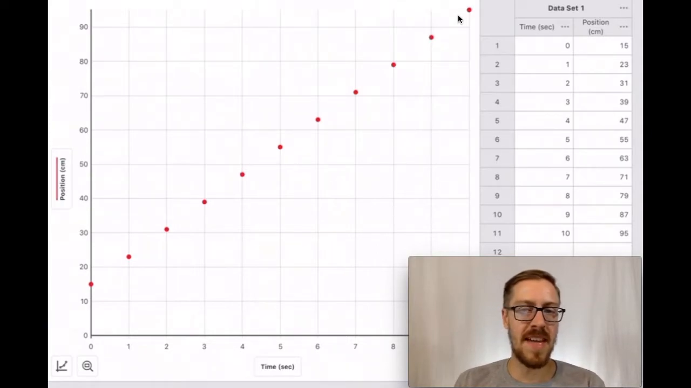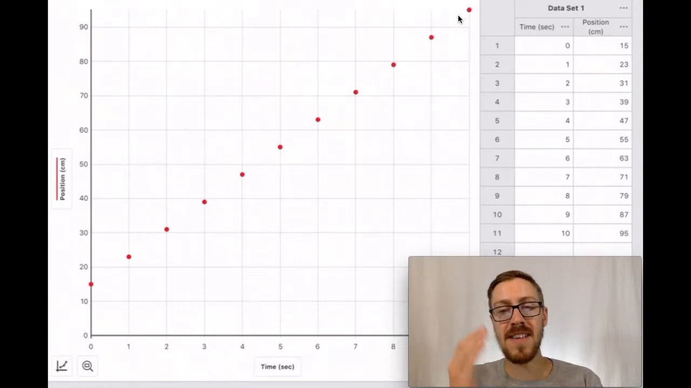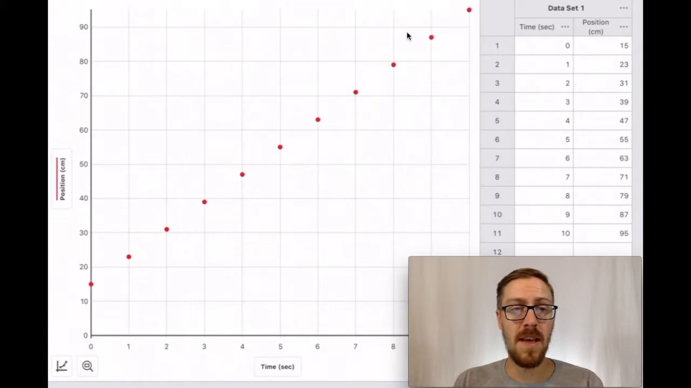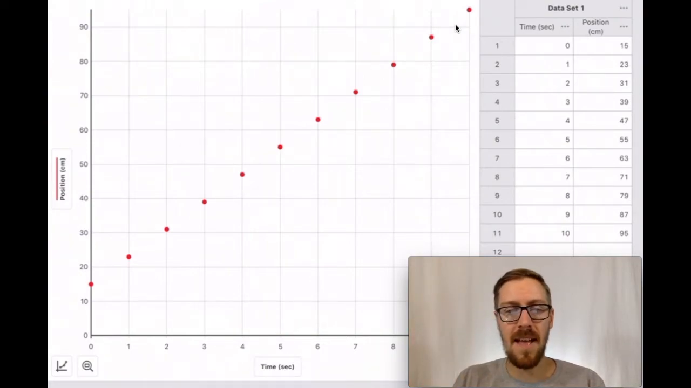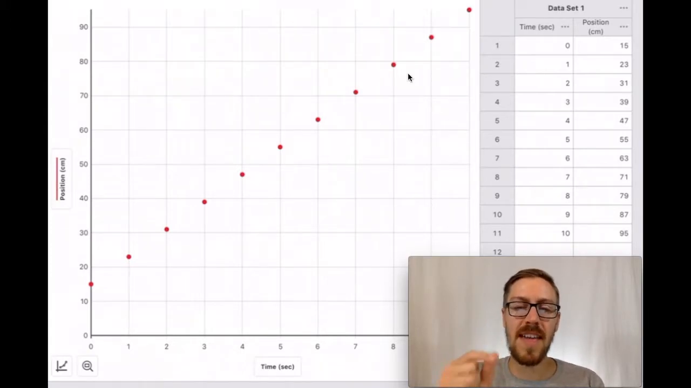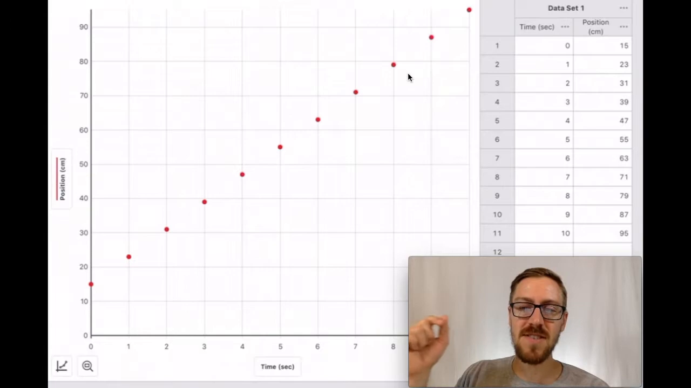Or if you want to say it in a maybe lower level way, you can say that our car has a constant speed because, and this is really important, the slope of the line is consistent throughout the entire experiment. It doesn't get steeper, it doesn't get less steep. The slope stays the same. And what this means is that our car keeps the same speed each second.